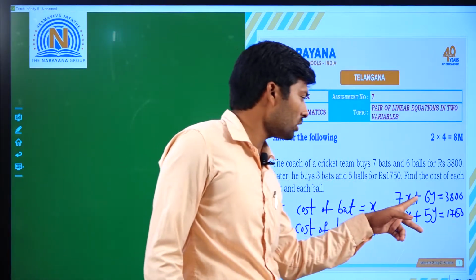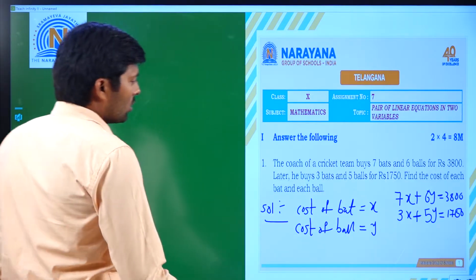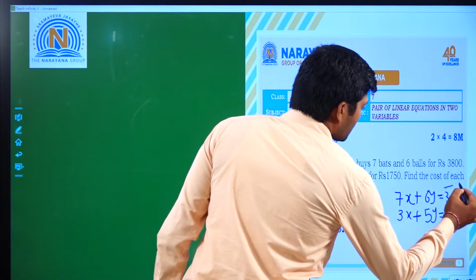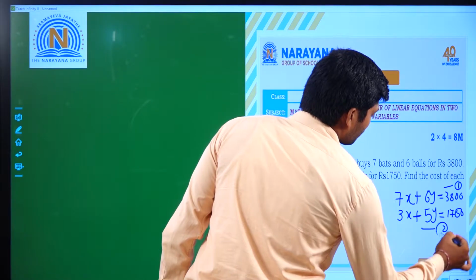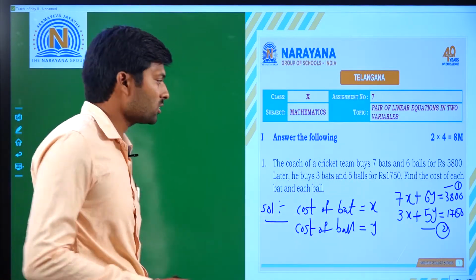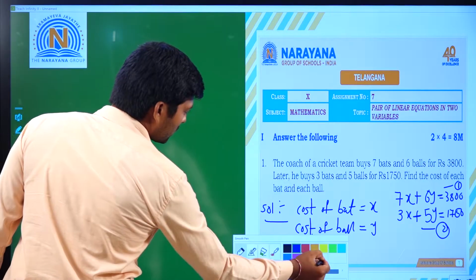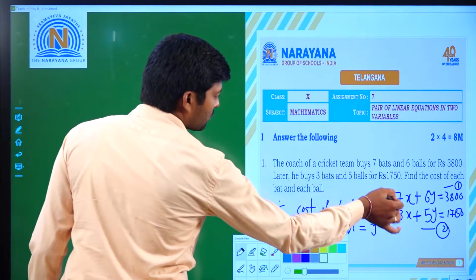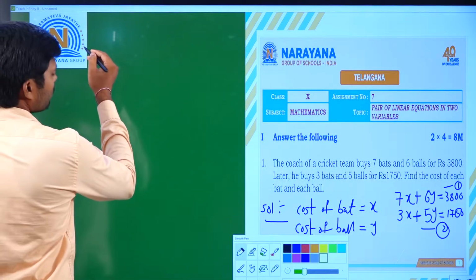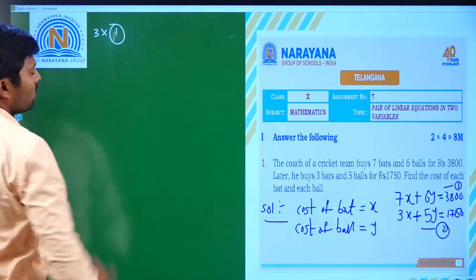Now we have to solve these two equations to find the values of x as well as y. Let me take this as the first equation and this as the second equation. Now you have to eliminate any one of the variables by using any one method. So let's go for the elimination method. Multiply the first equation with 3. What is the LCM of 7 and 3? That is 21. So multiply 3 with equation 1.